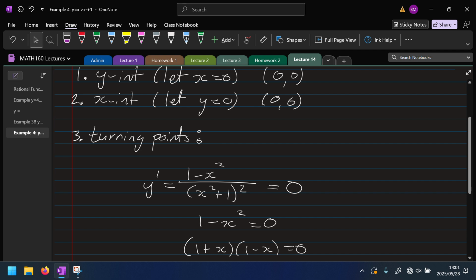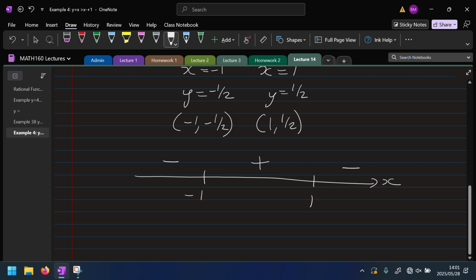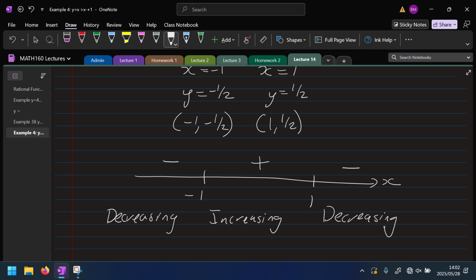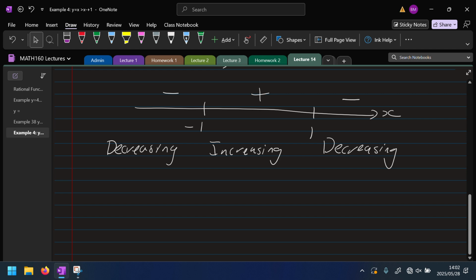If we pick something bigger than 1, like 2, for example, we get a negative again, so we put a minus. That's very quick. You just substitute and check the sign. If you get a negative answer, we know it's decreasing. If you get a plus answer, we know it's increasing. And the last bit, we got a negative answer, so it must be decreasing. So we're done with all of that.